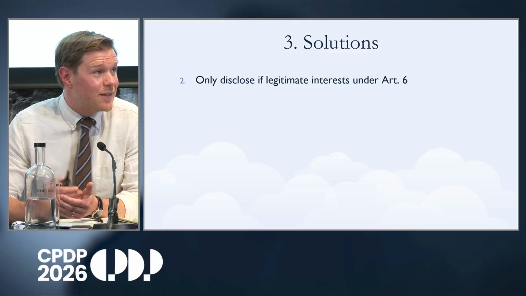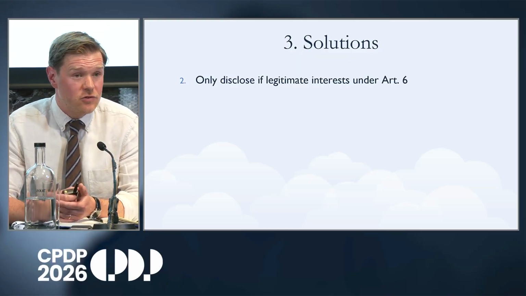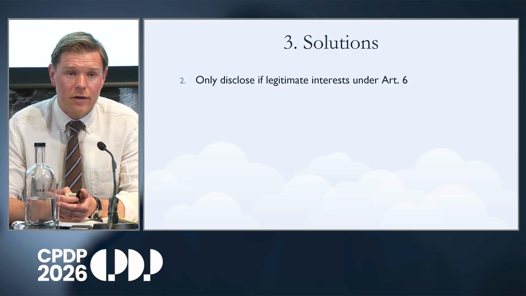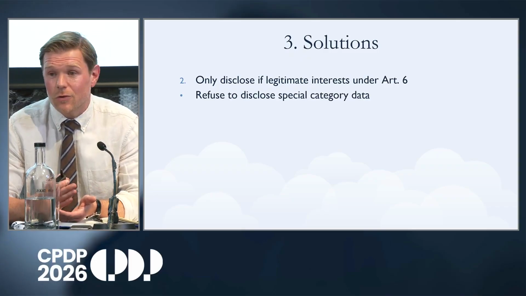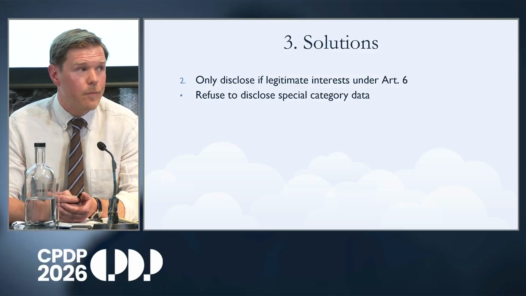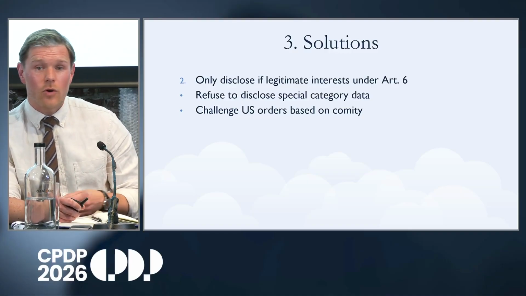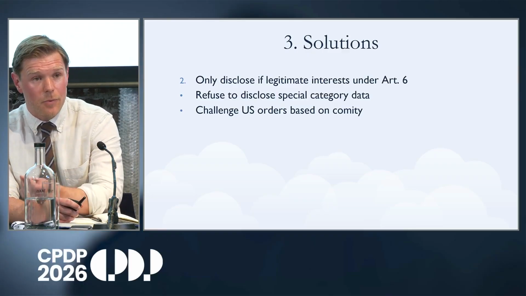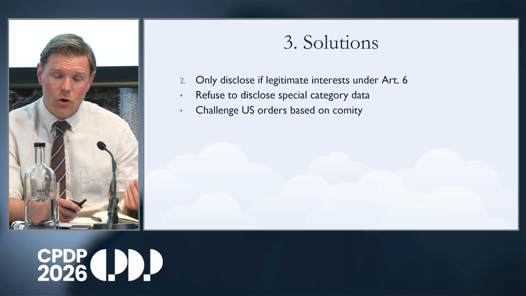The second point is that cloud providers really should only disclose personal data to the US government if they are sure they have legitimate interests under Article 6 and can meet one of the exemptions under Article 9 for special category data. Typically, I think that means they will need to refuse to disclose to the US government any special category data which are subject to the production order. They can do so because they can challenge a US production order based on the principle of comity under US law. So they can say, if I comply with your US order, I will breach my obligations under European law, and in this instance, European rights should prevail.